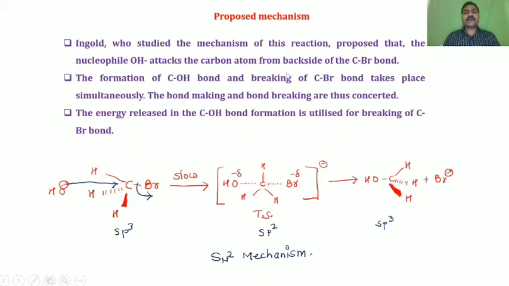The energy released in the C-OH bond formation is utilized for the breaking of the C-Br bond. Here you can see the mechanism. OH⁻ attacks from the backside of the C-Br bond, and C-Br bond breaking takes place. This is the transition state of the SN2 mechanism. Here partial C-OH bond formation and partial C-Br bond breaking are present, and here you can see the final product. OH⁻ attacks from the backside and from the front side the C-Br bond breaking takes place. So here you will get the product, methanol.